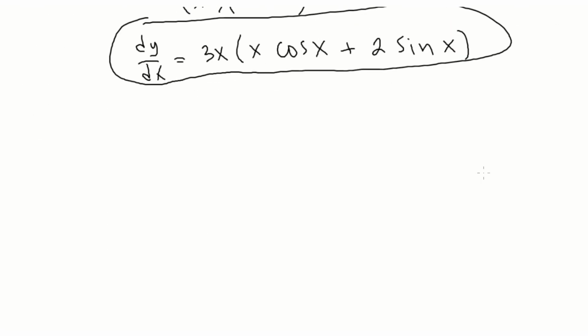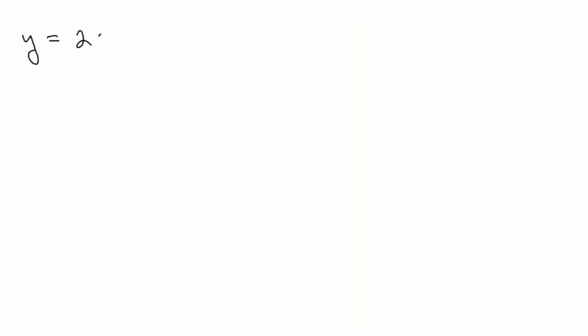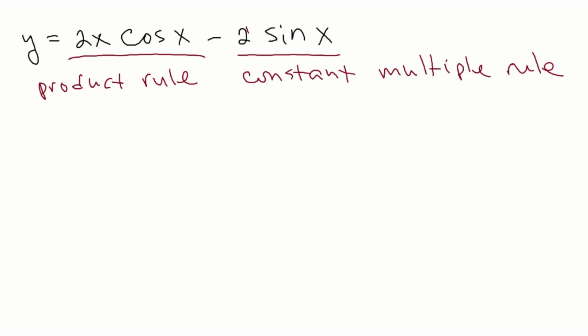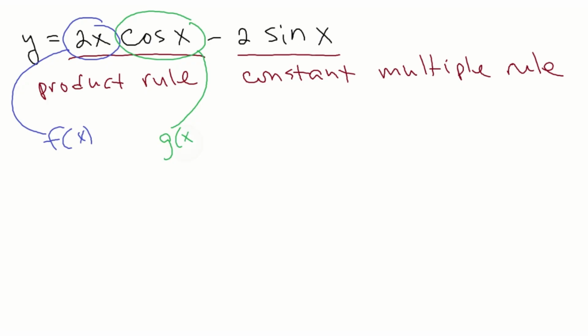Let's do one more. Find the derivative of y equals 2x cosine x minus 2 sine x. This problem has two terms. We'll use the product rule on the first term because both parts involve x, and the constant multiple rule on the second term because one of the factors is a constant. For the first part, let's let f of x be 2x and g of x be cosine x.